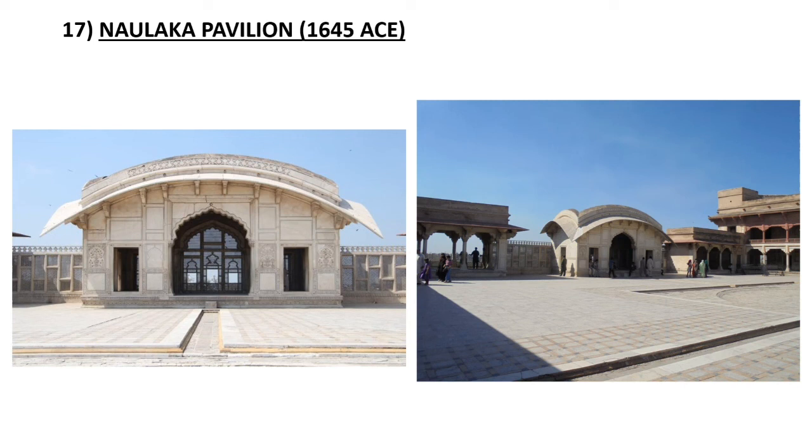As far as the right one is concerned, on the extreme right end is the Shish Mahal, and the left one is yet another pavilion where the noble class was supposed to sit, and the Naulakha Pavilion for the royal figures. Next.